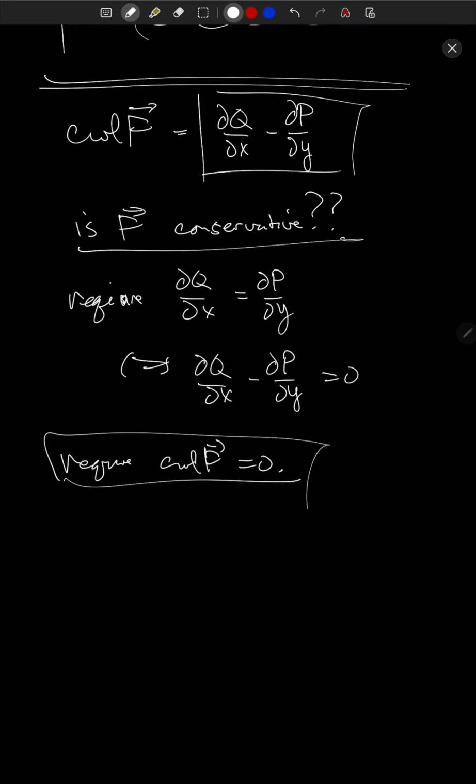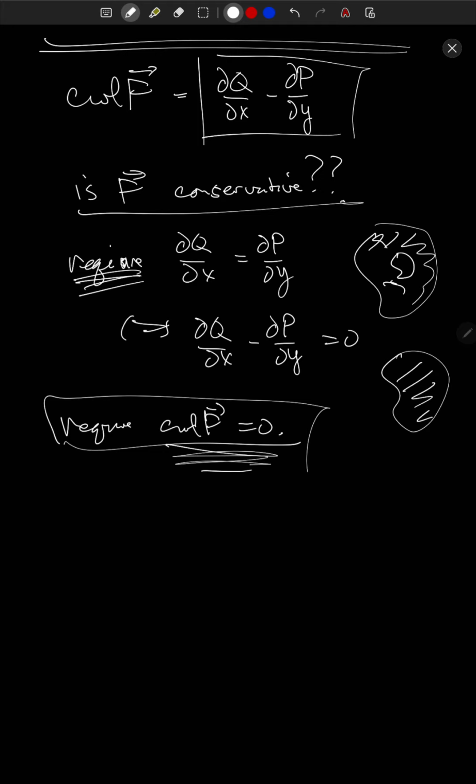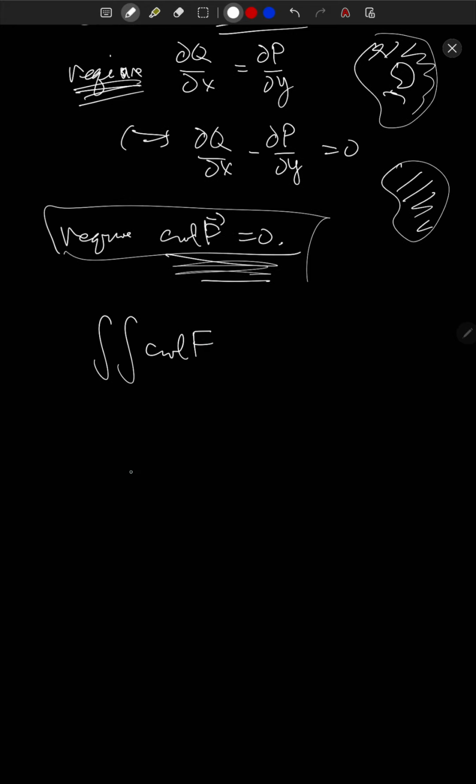Of course, again, I write require, but if you're in a simply connected region, so not a region like this with a hole, but a region like this, then curl of f equals 0 is the same as being conservative. So that's another way to think about the curl. And all of this fits together and makes sense, because let's take a look at this in terms of Green's theorem. Let me write down Green's theorem again: the double integral of curl f over R equals the integral over C of f dot T ds.